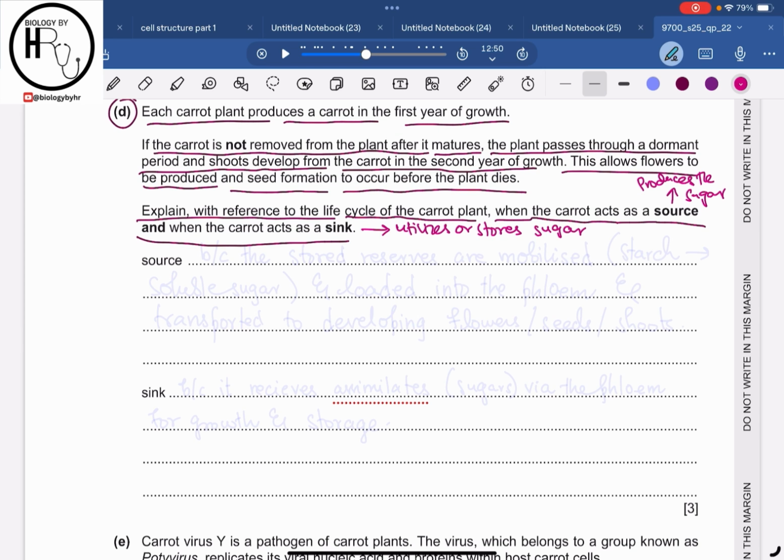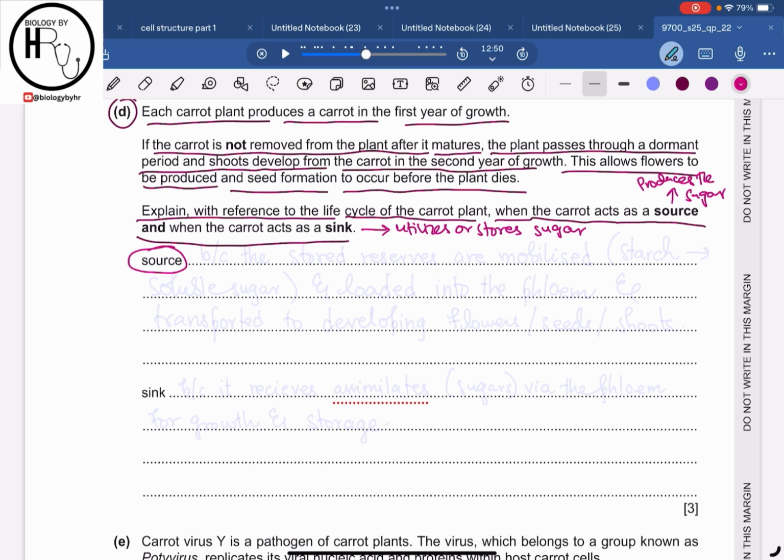So let's talk about that. When does the carrot act as a source? The carrot acts as a source after the dormant period, meaning in the second year when the shoots develop. If the carrot is left in the ground, the plant becomes active in year 2. So the stored reserves in the carrot are mobilized. What does it mean by mobilized?